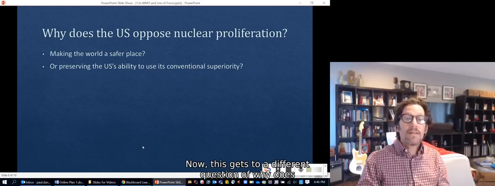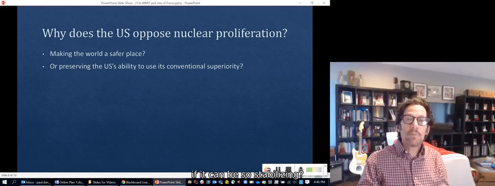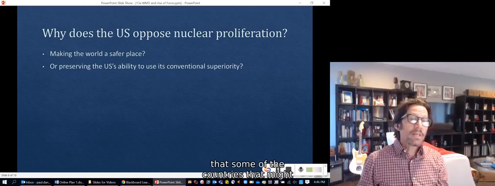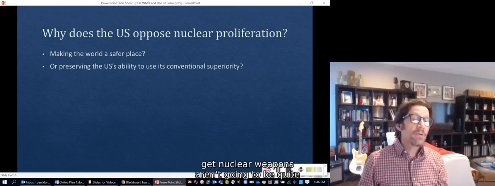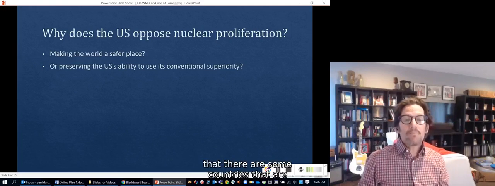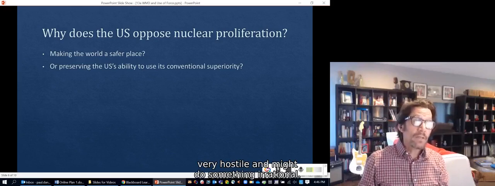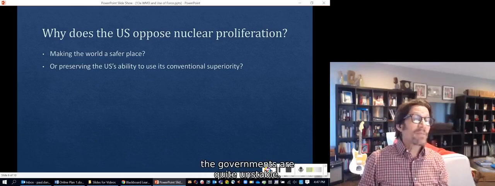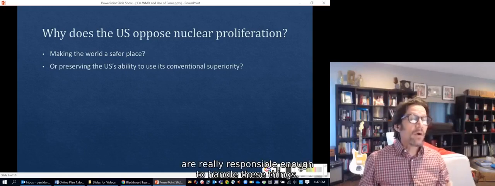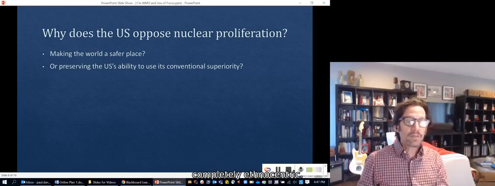Now, this gets to a different question of why does the U.S. oppose nuclear proliferation if it can be so stabilizing? Well, there's really two reasons. One is there's a fear that some of the countries that might get nuclear weapons aren't going to be quite as stable with them as the United States and Soviet Union were, or the United States and Russia are today, or France or the U.K. or others. And part of that is the idea that there are some countries that are very hostile and might do something irrational. Part of it is that in some of these places, the governments are quite unstable. And so there could be a coup. Somebody could try to sell the weapons to a terrorist group. There's all this notion of loose nukes, that only the most stable governments are really responsible enough to handle these things. Now, others are going to say that that's completely ethnocentric.